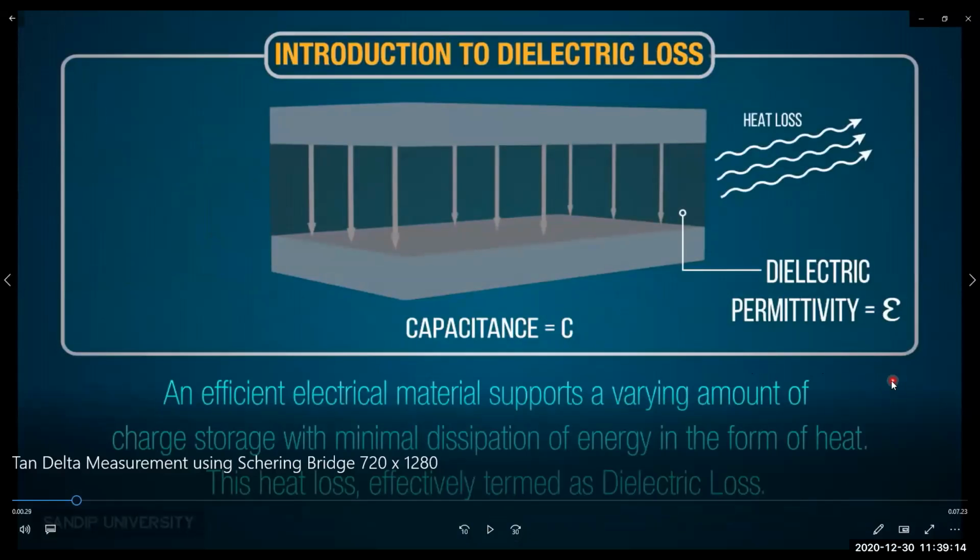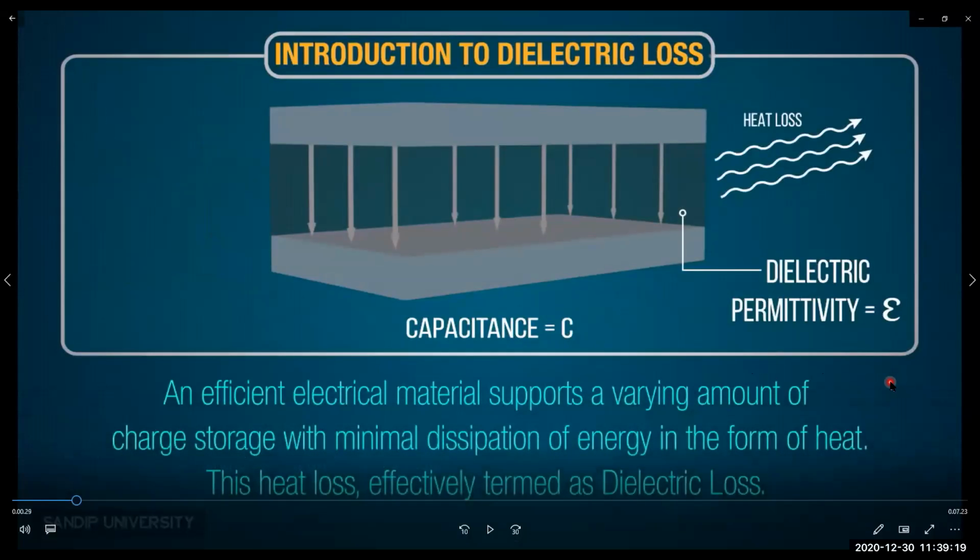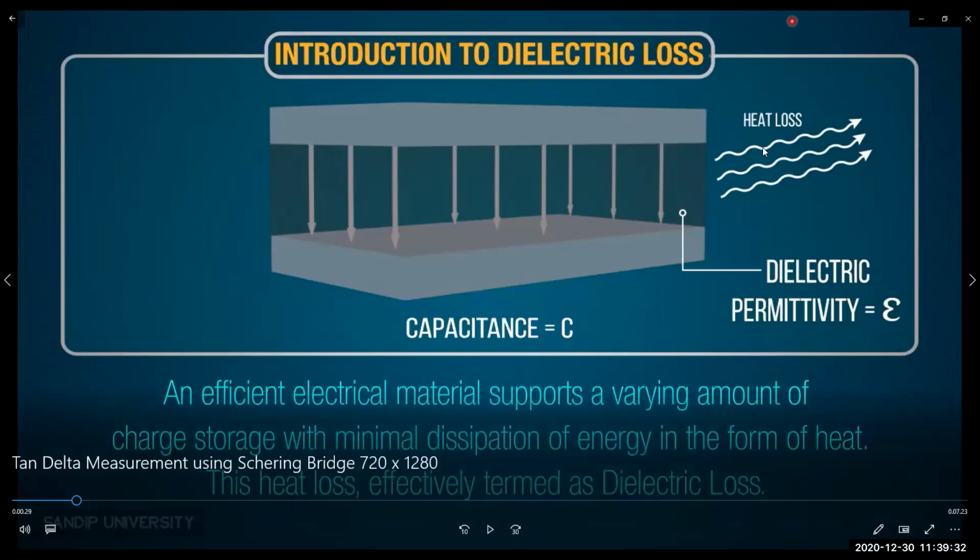This is an efficient electrical material: suppose a varying amount of charge storage with a minimal dissipation of energy in the form of heat. This heat loss is effectively termed as dielectric loss. So this is the definition. What is meant by dielectric loss? This is the definition.